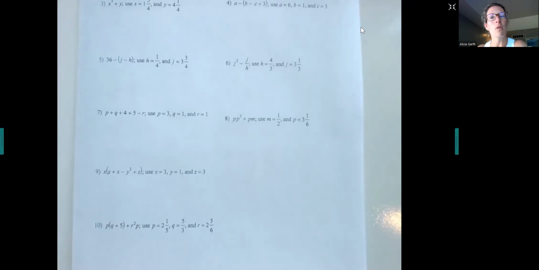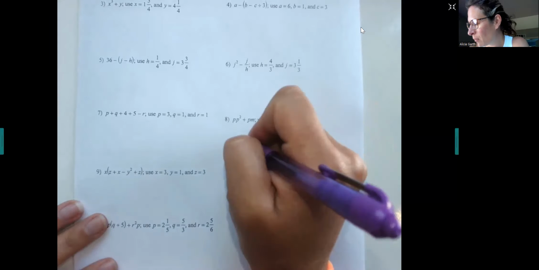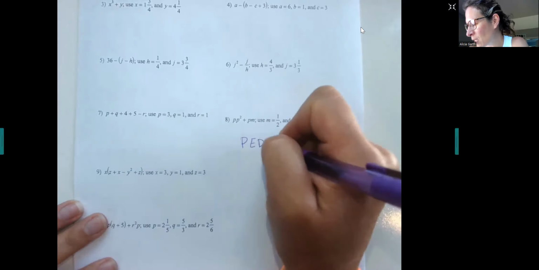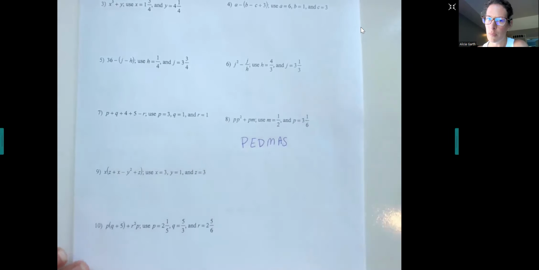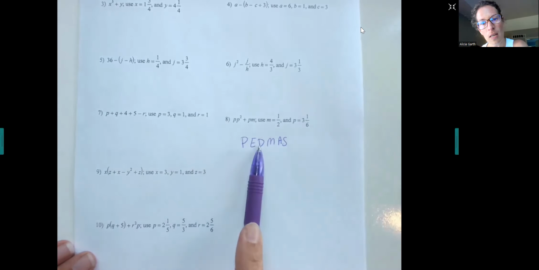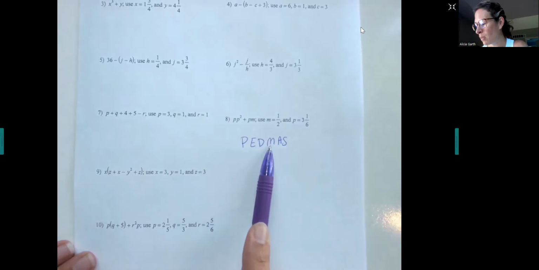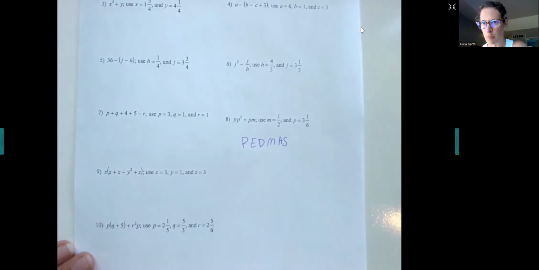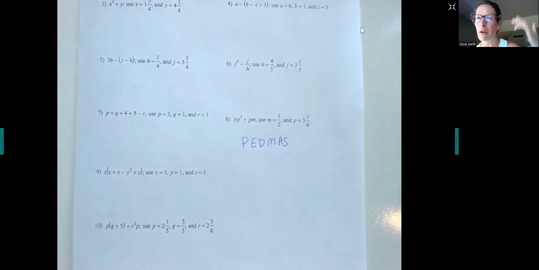So the first thing we're going to do is remember our order of operations. We have our order of operations is PEMDAS, where we do parentheses, exponents, division, multiplication, addition, subtraction. That's the order that you have to do this in. If you don't do it in that order, it will be wrong because math requires a level or a hierarchy, and parentheses is first. So one of the reasons I'm going to look at number 10 is it has parentheses.